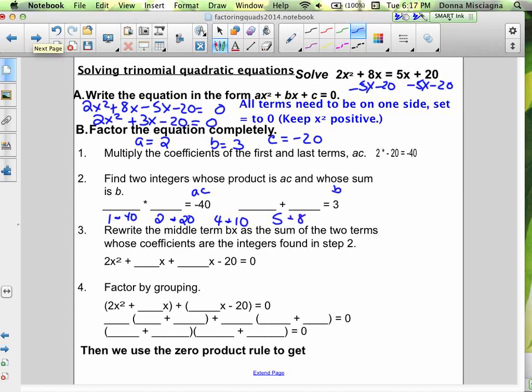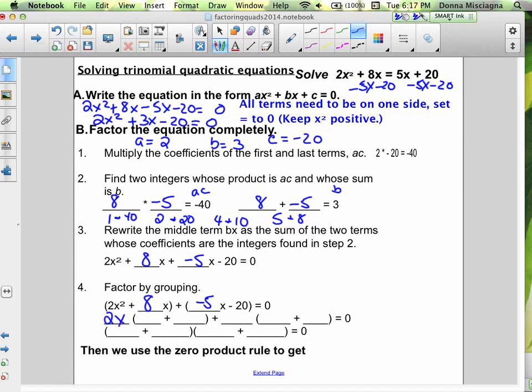Since they add to be a positive 3, it's got to be a positive 8 and a negative 5. Right? So that multiplies to negative 40, and it adds to positive 3. So replace that 3x with an 8x and a negative 5x, and the first two are a group, and the second two are a group. All right, and the greatest common factor for 2x squared and 8x is a 2x.